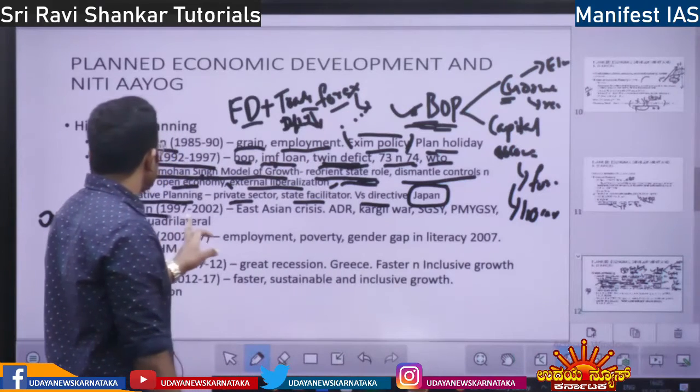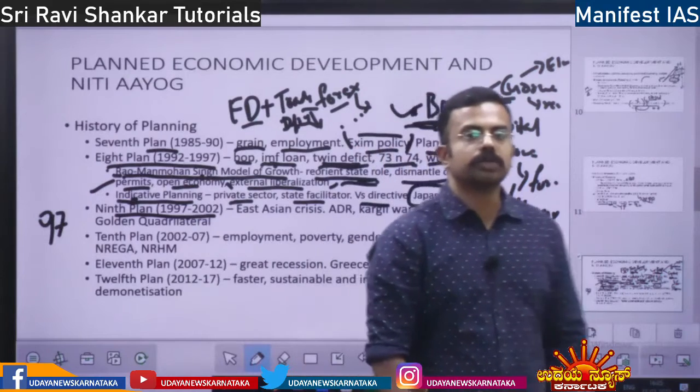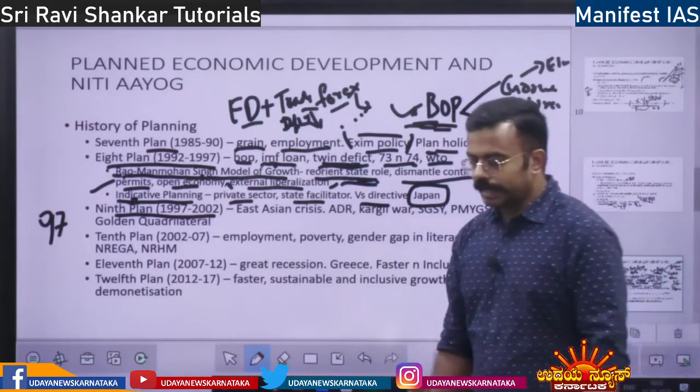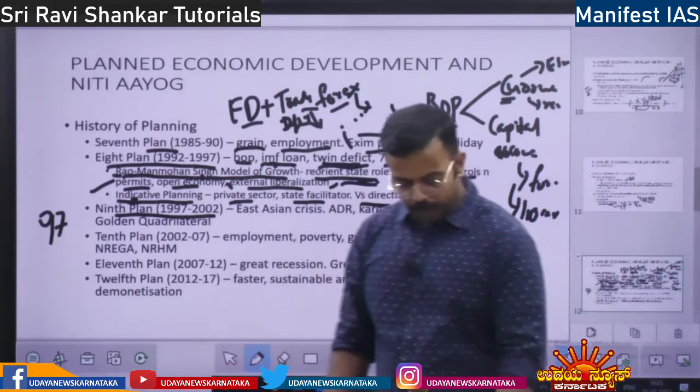Next, we have the ninth plan. Ninth plan from 1997 to 2002. From 1997 to 2002, we follow the ninth plan.